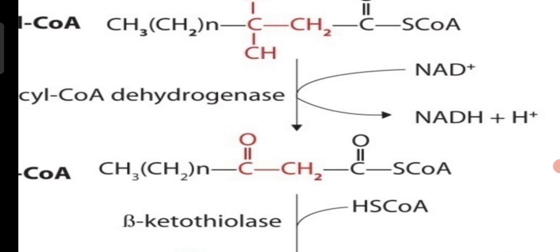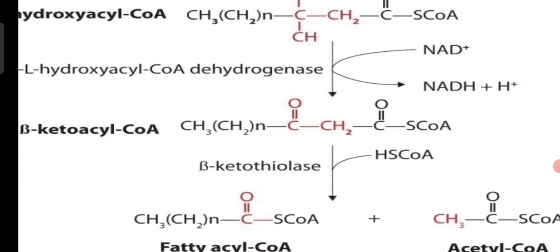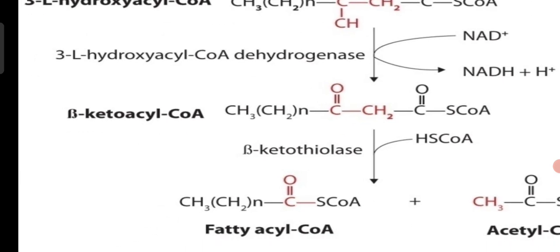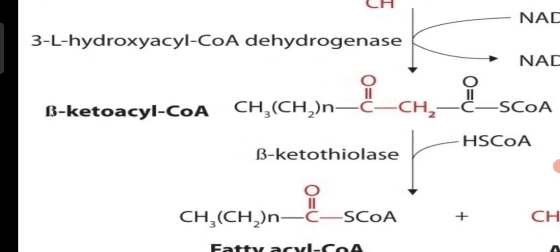NAD positive means nicotinamide adenine dinucleotide. FAD means flavin adenine dinucleotide. I think you all studied these things in the enzyme chapter. So using this dehydrogenase enzyme we are getting beta keto acyl CoA.